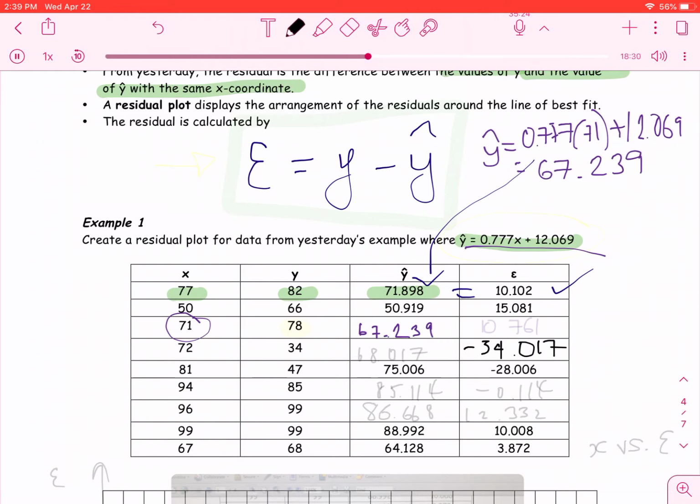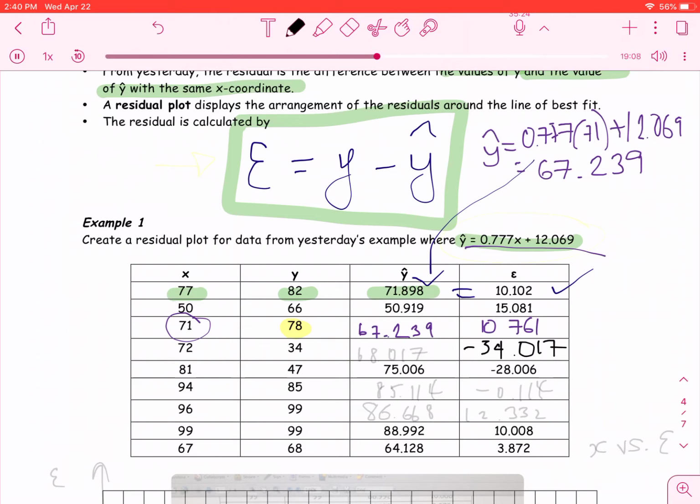Now, like I showed you earlier, if we wanted to find out what E is, E is equal to y minus y hat. So in this case, 78 subtracted by our y hat value that we just calculated. So 78 subtract 67.239, and you should end up with a final value of 10.761.